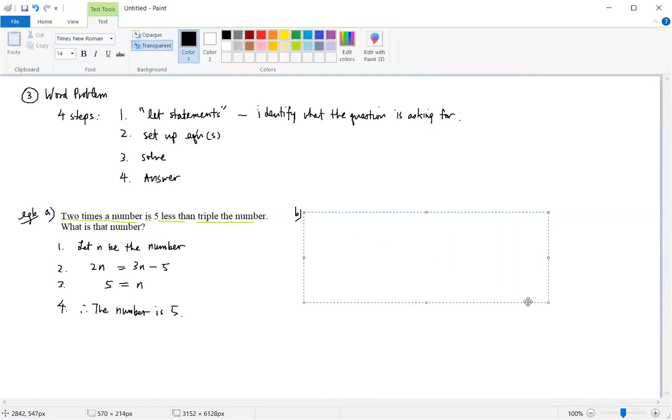Okay, B here. Sam is 12 years older than Tom. 3 years ago, Sam was 7 times Tom's age. How old are they now?